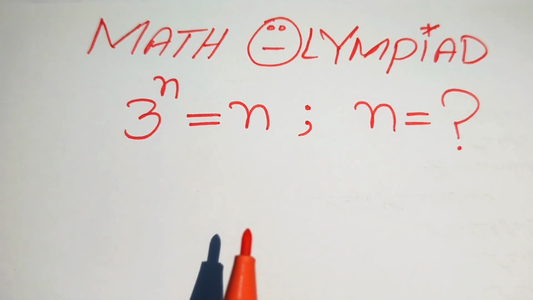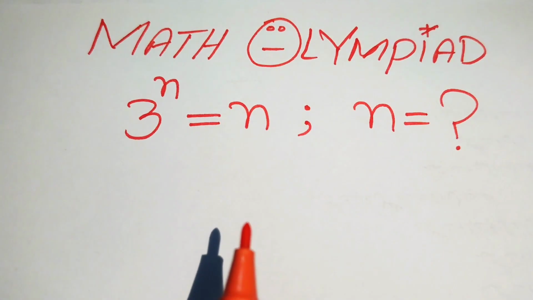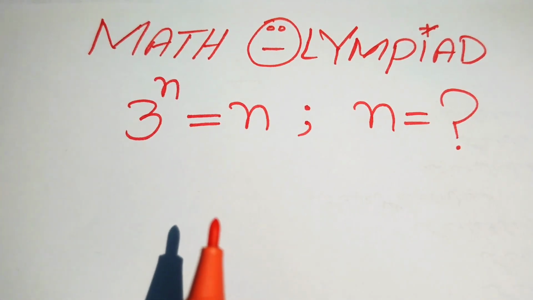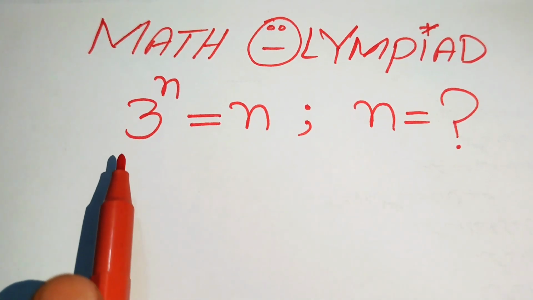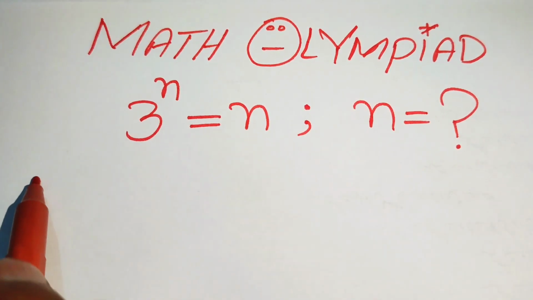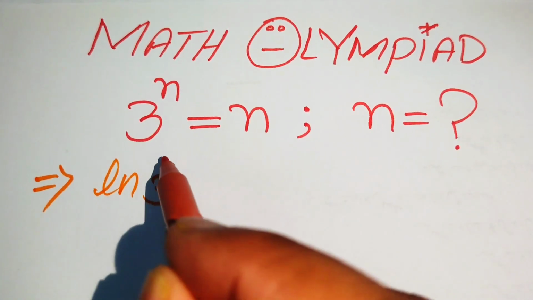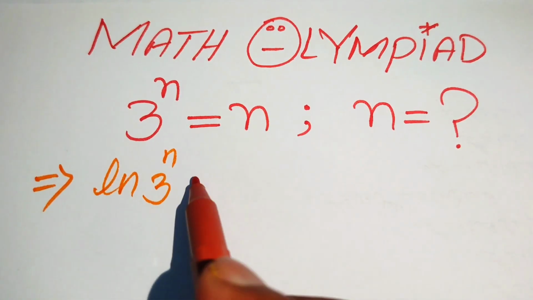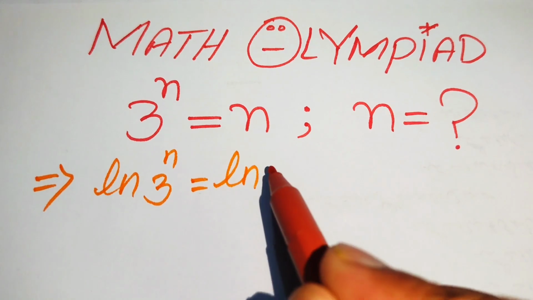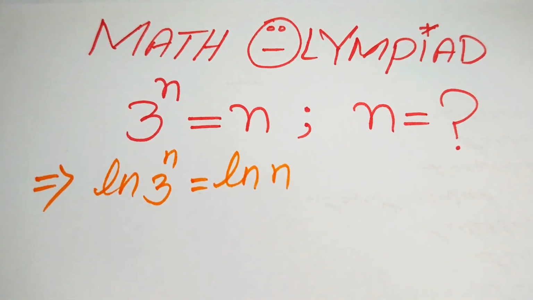So the very first step we are going to do is focus on both sides. We have the exponential function, so we need to take the log on both sides. When we take the log on both sides it will be written as log of 3 to the power of n equals log of n.